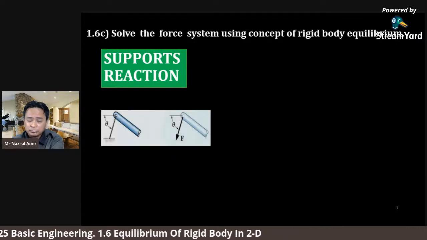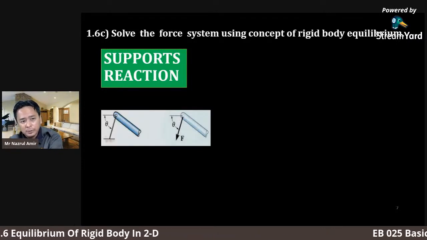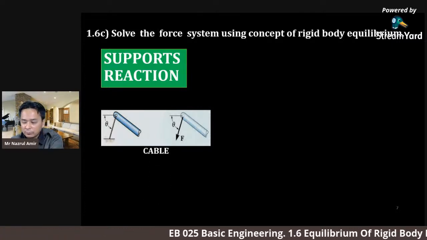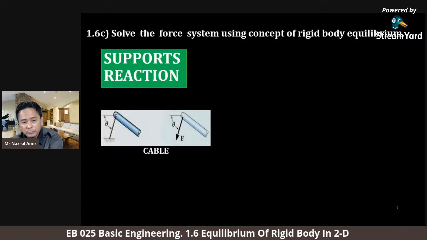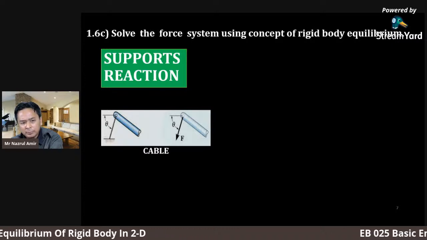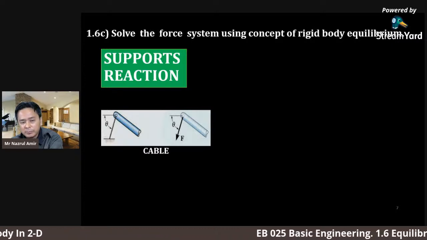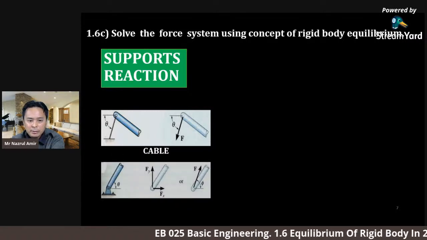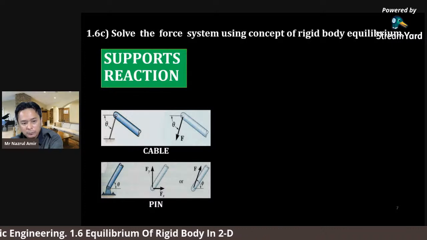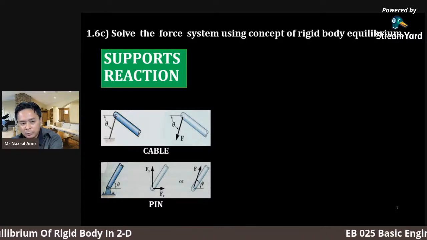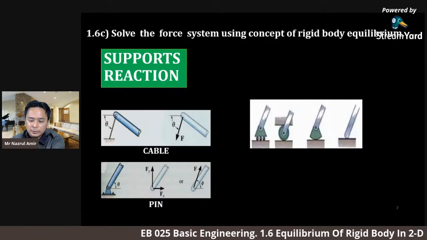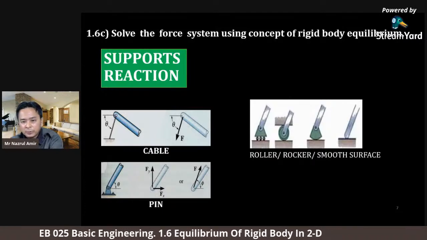So recall back, this is the first one. The first type of support reaction is the cable type. The reaction will be represented like this. We just replace the cable with the reaction force, in the same direction. Next is the pin support, the most popular one. The pin support will exert two forces or two unknowns: force in x direction and force in y direction. Then we have roller support, rocker.